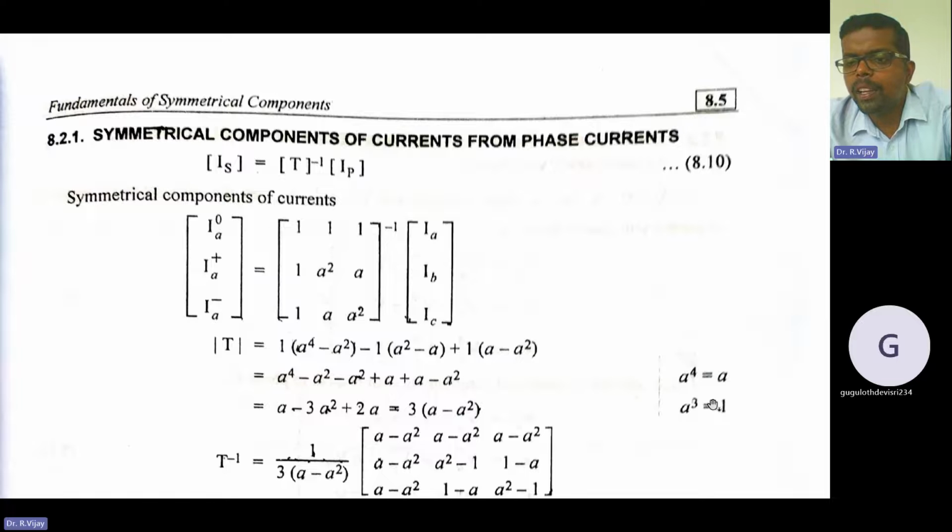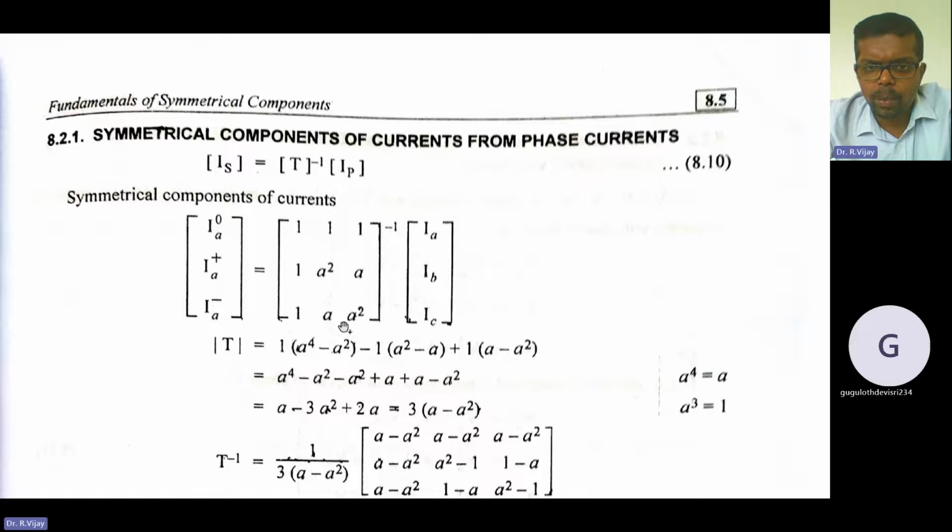So A cube is equal to 1 means A cube into A is equal to A power 4. So 1 into A is equal to A, so A power 4 is equal to A. You need to substitute A power 4 as A. Similarly, the next component: here minus 1, so this you need to neglect, and this 2 you need to neglect. A squared minus A.